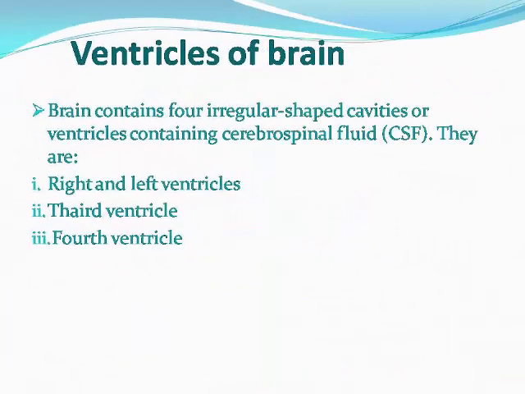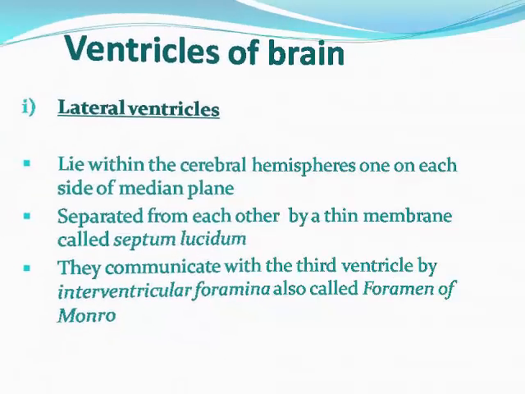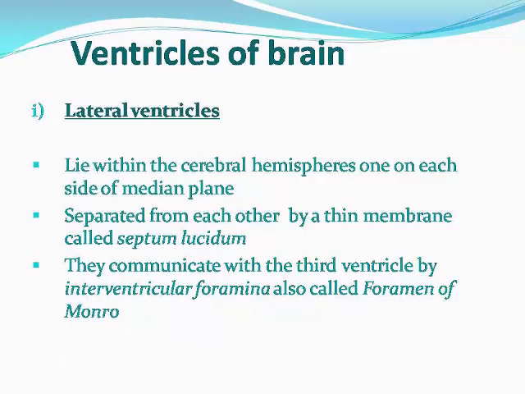Ventricles of the brain. The brain contains 4 irregular shaped cavities, or ventricles, containing cerebrospinal fluid (CSF). They are the right and left ventricles, the third ventricle, and the fourth ventricle. The lateral ventricles lie within the cerebral hemispheres, 1 on each side of the median plane, separated from each other by a thin membrane called the septum lucidum.